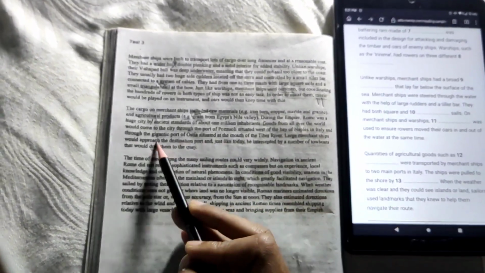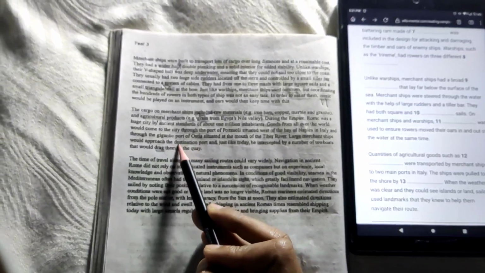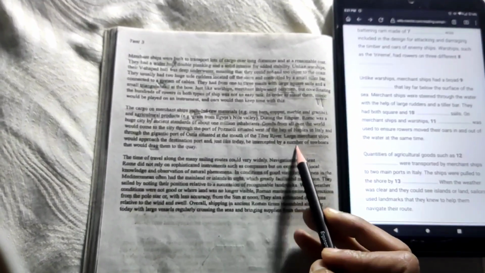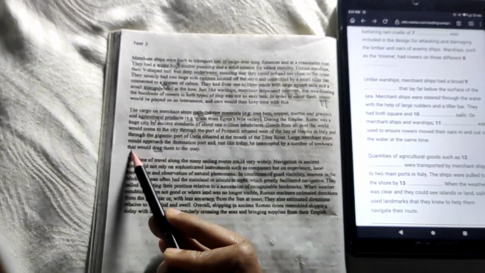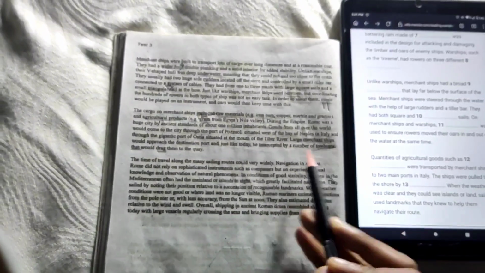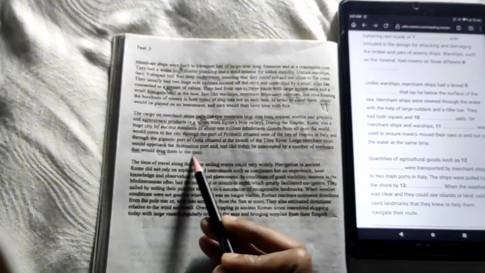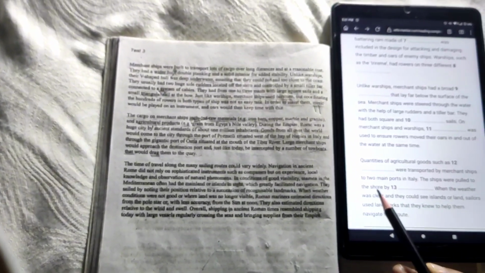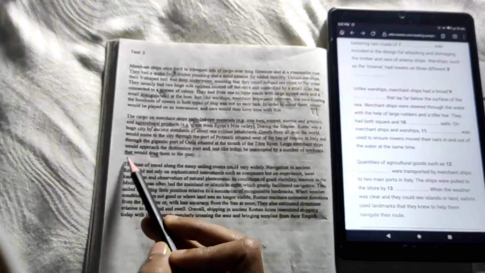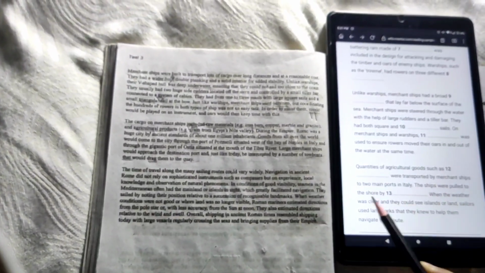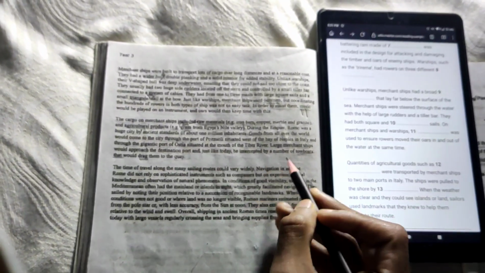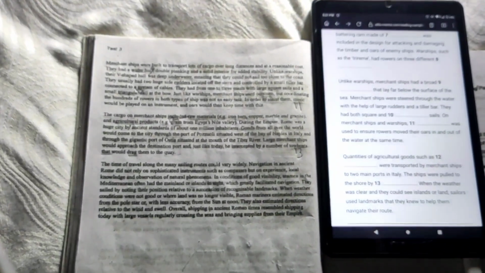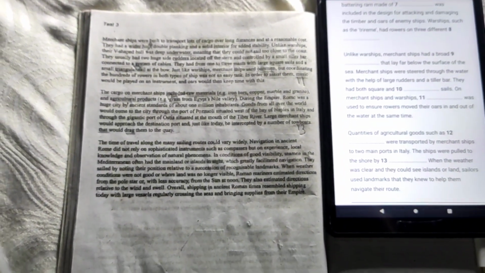Large merchant ships would approach the destination port and, just like today, be intercepted by a number of two boats. The two boats would drag them to the quay. Quay means shore, it's a synonym of the shore. So the ships were pulled to the shore by two boats. The answer will be two boats. It wasn't tough, it was very easy. If you read carefully, you're going to find the reading is very simple.